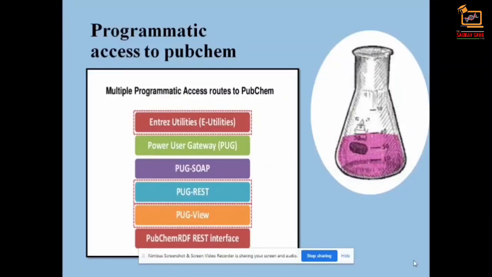Now we will see the programmatic access to the PubChem database. PubChem provides several ways of programmatic access to its data, including Entrez utilities, Power User Gateway, PUG SOAP, PUG REST, PUG View, and the PubChem RDF REST interface. Entrez utilities provide a set of programs used to access information contained in the Entrez system. While suited for accessing text or numeric fielded data, they cannot deal with more complex types of data specific to PubChem, such as chemical structure and tabular bioactivity data.